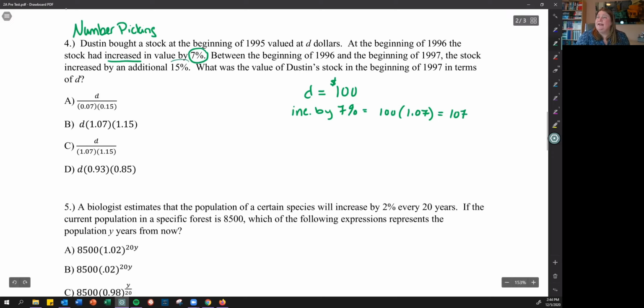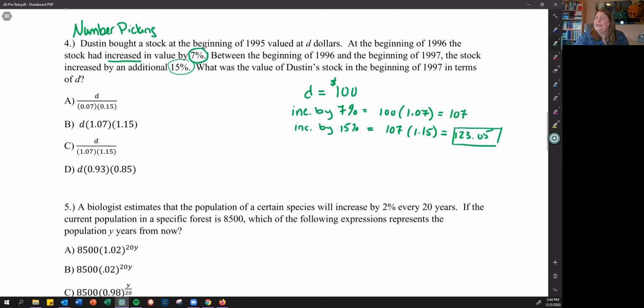Now we're going to increase that by an additional 15%. So you're going to start with this 107 and multiply that by 1.15. And that's going to be 107 times 1.15. That one I can't do in my head. 123.05. And so now we know the answer. The answer is $123.05, but it certainly doesn't look like any of the options.